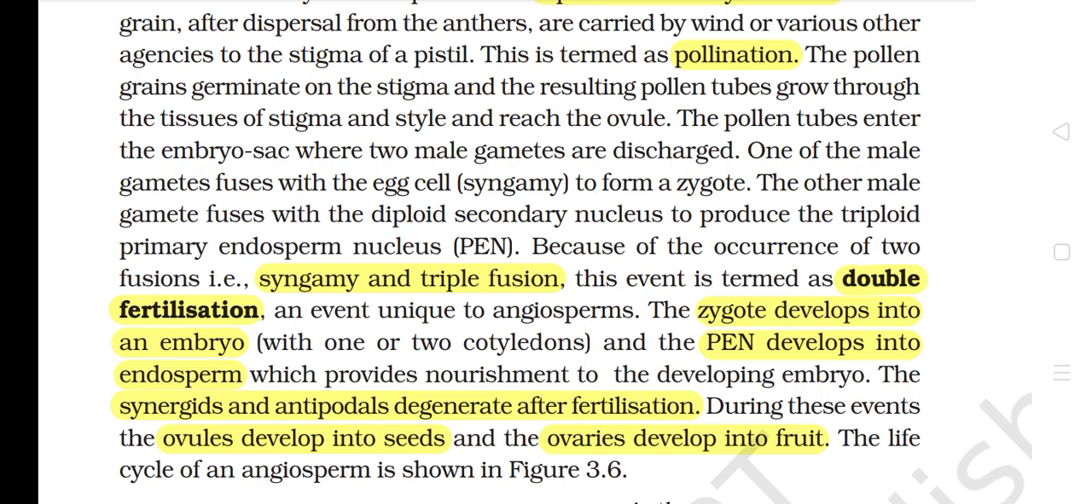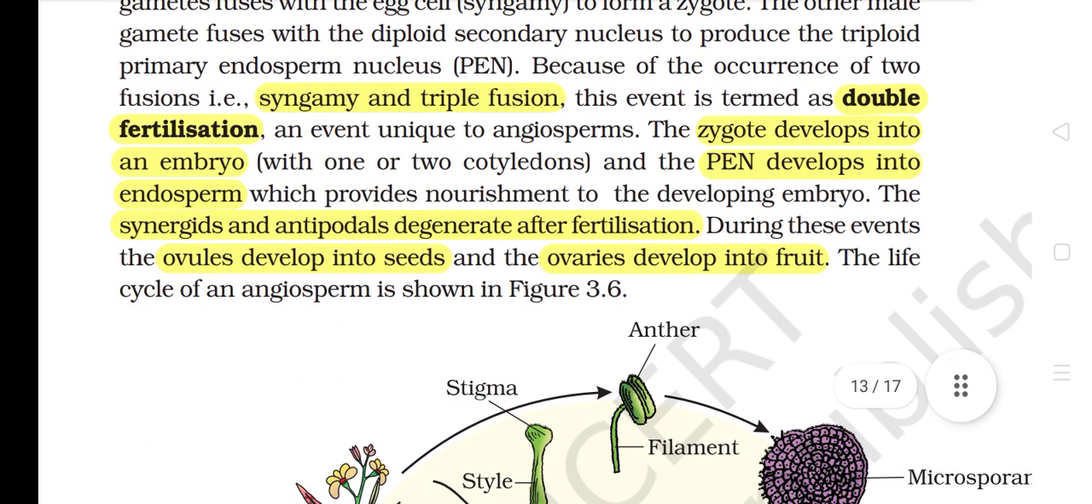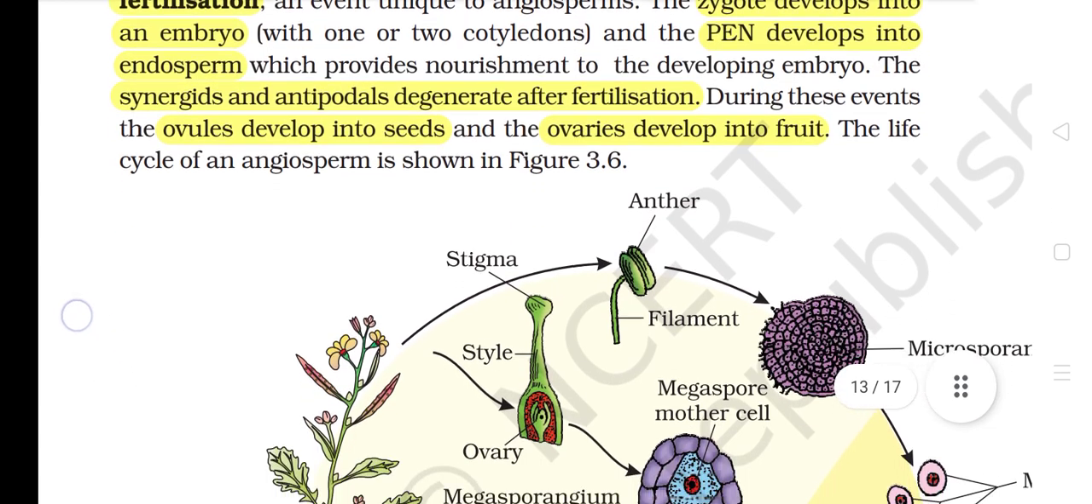Because of the occurrence of 2 fusions, syngamy and triple fusion, this event is termed double fertilization, an event unique to angiosperms. The zygote develops into an embryo with 1 or 2 cotyledons, and the PEN develops into endosperm which provides nourishment to the developing embryo. The synergids and antipodals degenerate after fertilization. During these events, the ovules develop into seeds and the ovaries develop into fruit. The life cycle of an angiosperm is shown in figure 3.6.